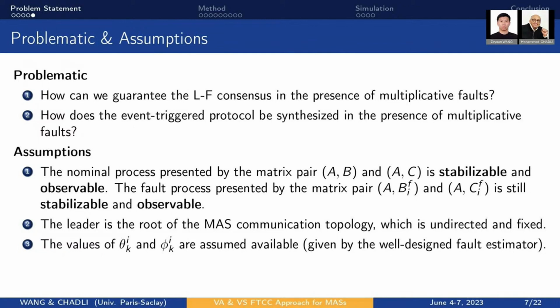The first is that the matrix pair (A, B) is stabilizable and (A, C) is observable, and the faulty process (A, B_F) and (A, C_F) are still stabilizable and observable. The second assumption is that the leader is the root of the communication topology, and the topology is undirected and fixed. The final assumption is that the fault values theta and phi are available. This means that, for example, we already have a fault estimation or fault diagnosis module to offer a good estimation of these fault values.